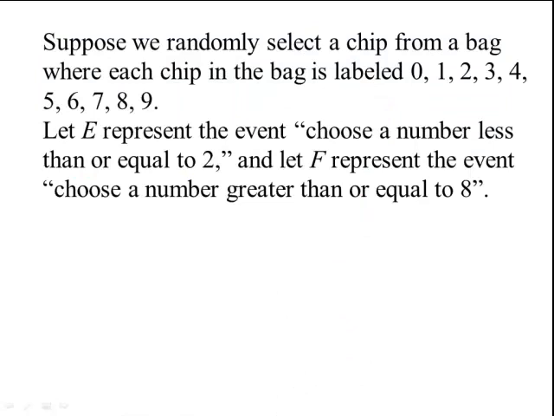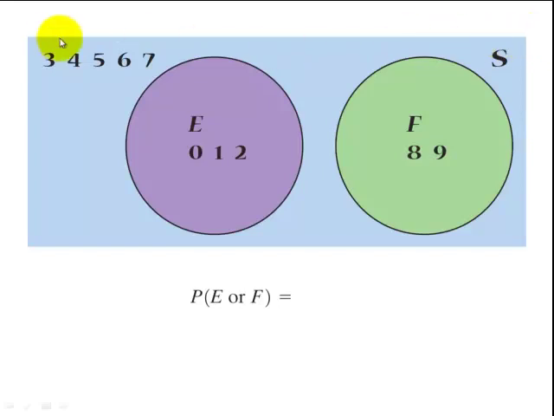Suppose we randomly selected a chip from a bag, and each chip in the bag is labeled 0 through 9. Let E represent the event choose a number less than or equal to 2, and let F represent the event choose a number greater than or equal to 8. So if we were to look at the Venn diagram for this example, this is our sample space denoted S. These are all the outcomes. This is the outcomes for event E, and this is the outcomes for event F. And as we can see, these are disjoint.